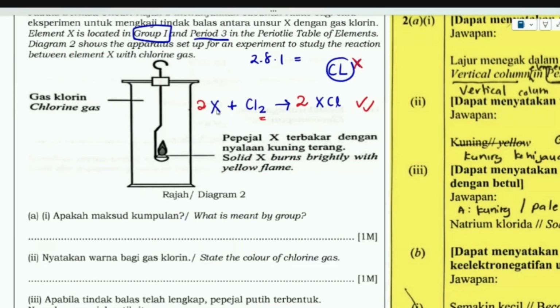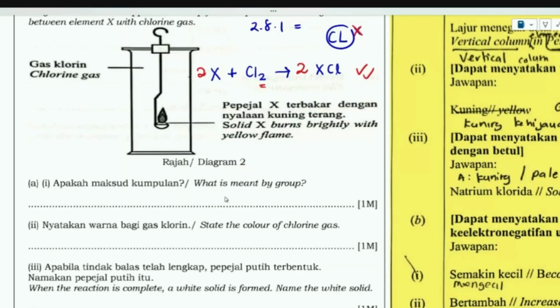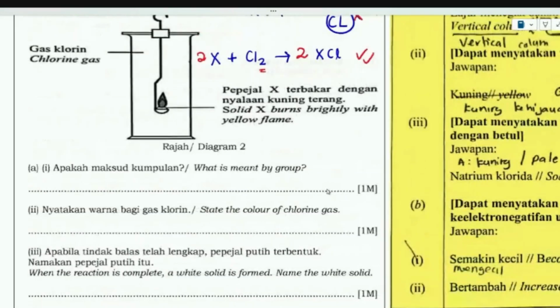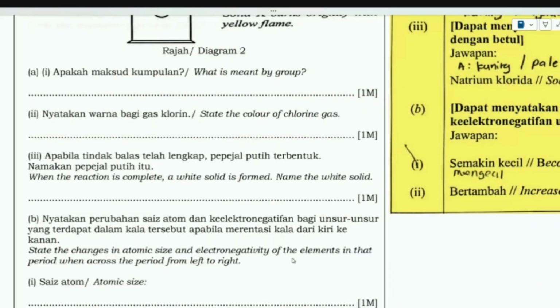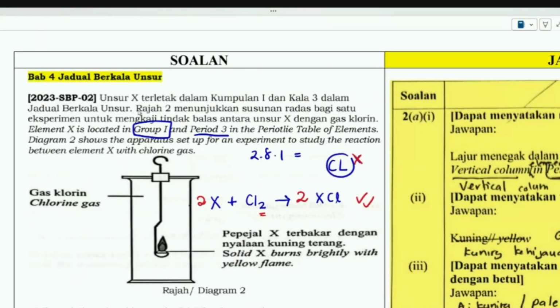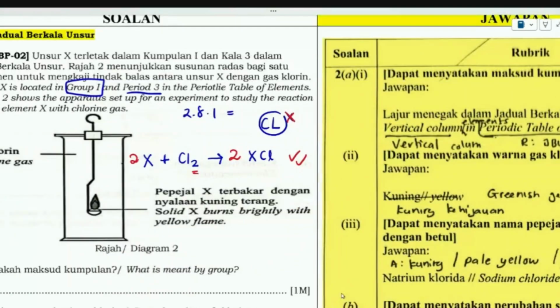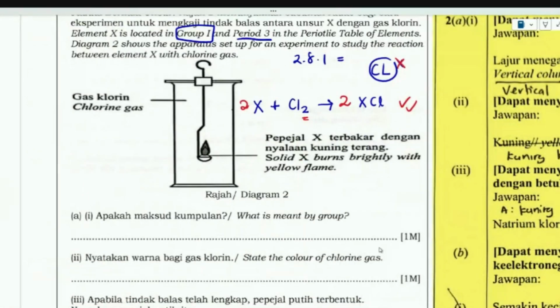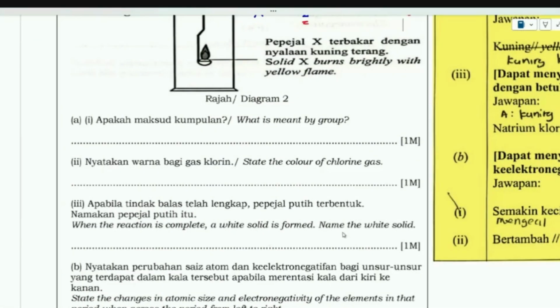So all the group 1 elements will have the same equation like this. Replace with sodium, potassium, or others. Okay, when the reaction is completed, a white solid is formed. Name the white solid. I think this question cannot name it as X, unless you want to give the name, sodium chloride. Sodium is 2.8.1, you know, is sodium. So the name is sodium chloride.